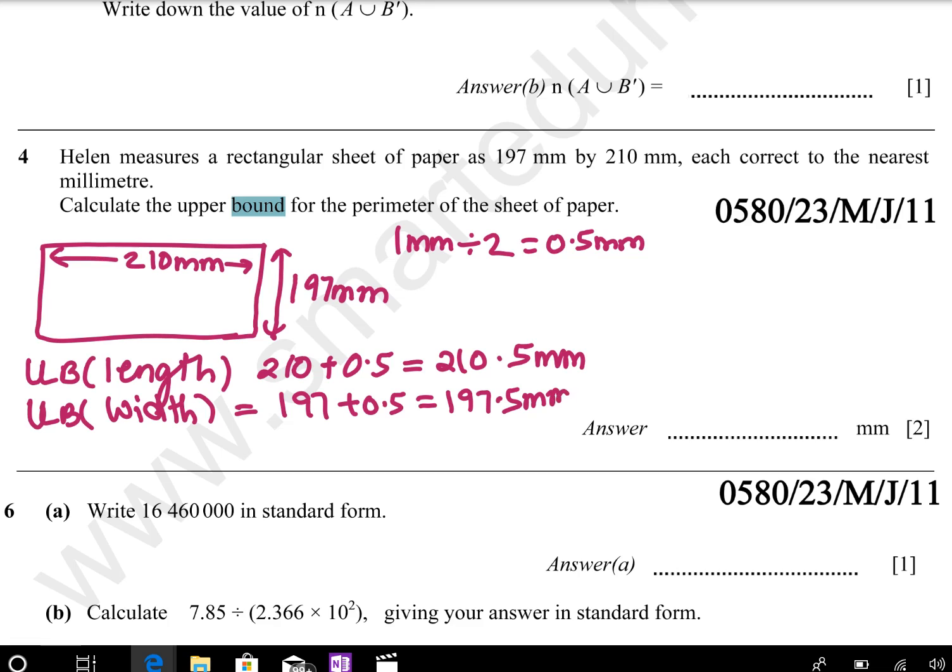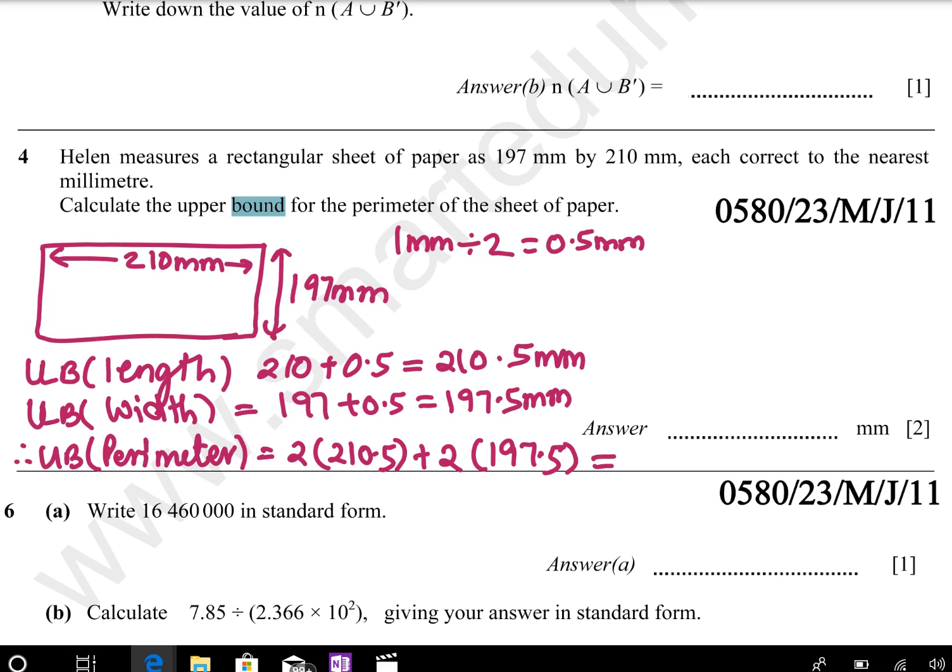So now you have to calculate the upper bound of perimeter. Therefore, upper bound of perimeter is equal to 2 into 210.5 plus 2 into 197.5, and that is equal to 816 millimeters.